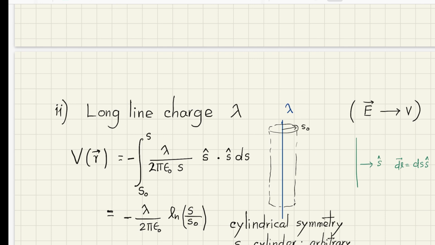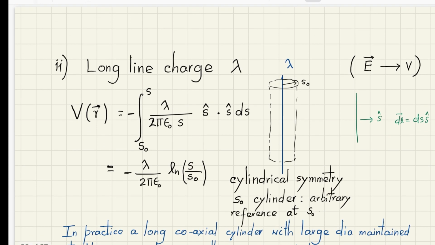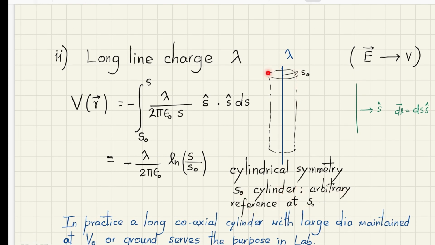So I obtain the potential as a log of S. Since it is a log, I can take a convenient reference where S is equal to S naught, where ln 1 becomes 0. There is a cylindrical symmetry, and I can take S naught as a cylinder at an arbitrary reference such that the potential is 0 at that. In practice, in the lab, what we do is put up a very huge coaxial cylinder with large diameter, maintained at V naught or sometimes ground, as the reference. This configuration is very often used in the lab.